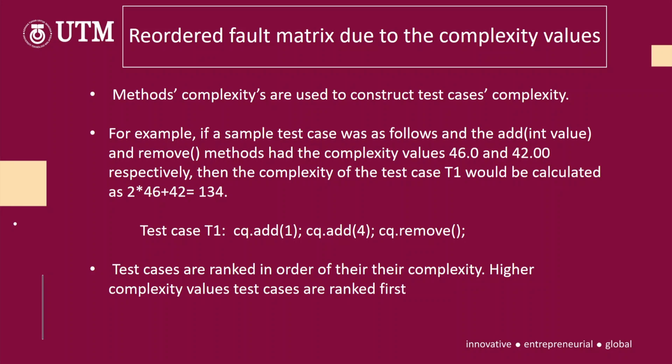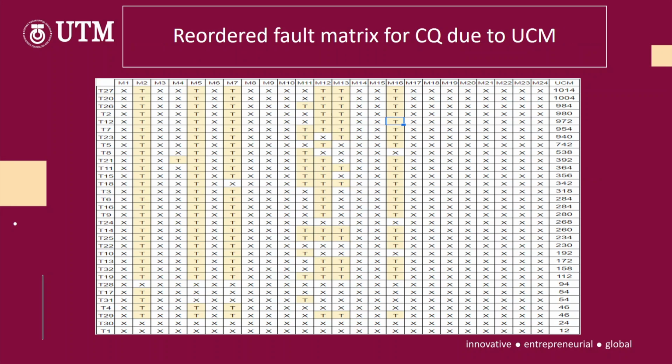So for this, we will say that the test case's value is the sum of the complexity values of the methods themselves. So the sum of the methods complexity here is 2 times 46 plus 42, resulting in a test case complexity value of 134. Test cases are ranked in order of their complexity. Higher complexity value test cases are ranked first.